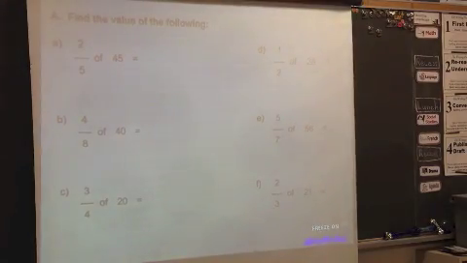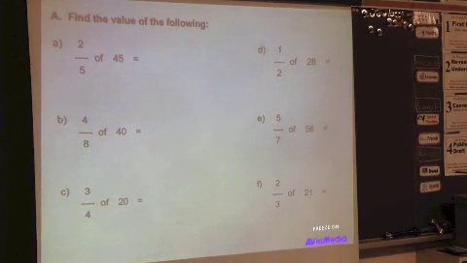You need to do 2/5 of 45, 1/2 of 28, 4/8 of 40, 5/7 of 56, 3/4 of 20, 2/3 of 21. And don't forget that you can use that cheat sheet which I showed you at the beginning of this lesson. Now, you also need to draw all of these fractions of a set. Just don't use that math trick I showed you. I want to know you understand how to sort fractions of a set. So draw every question.